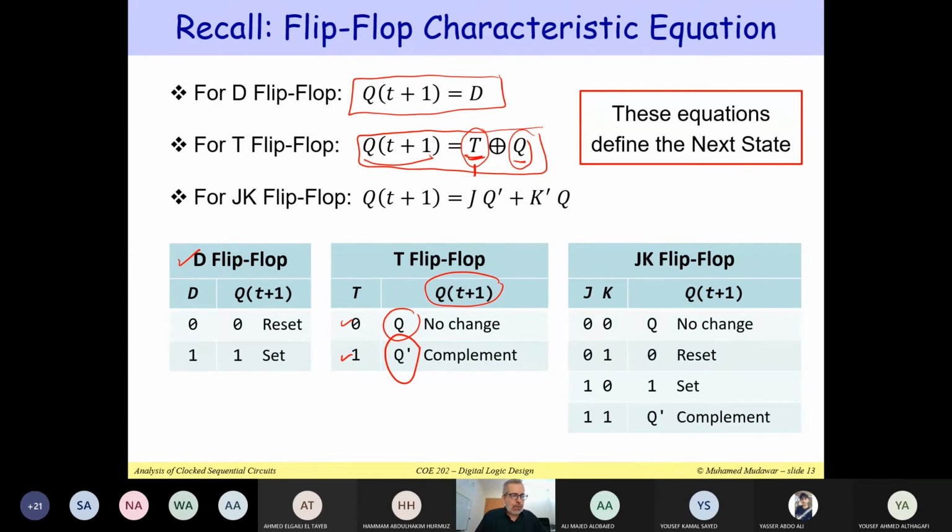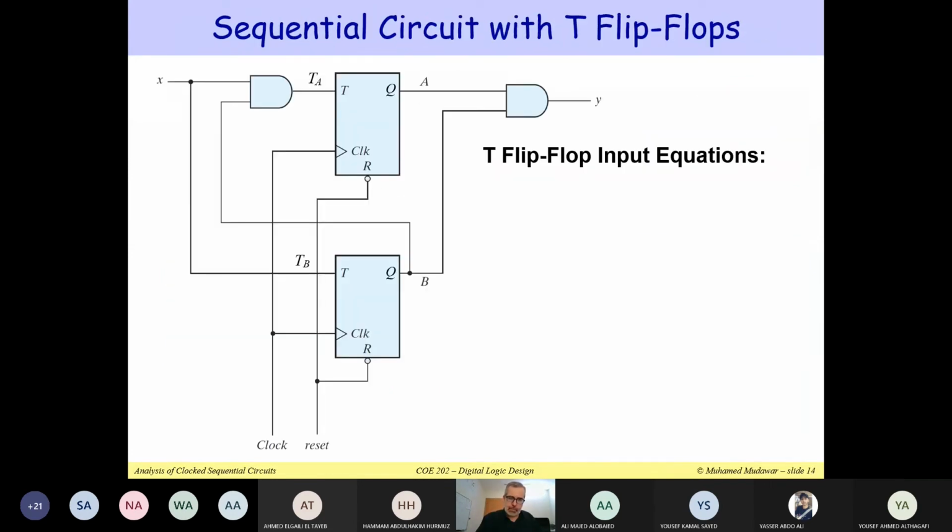We also have the JK flip-flop, but I'm not going to spend time on it. This is even more complex. It has a more complex equation as shown here. Already we have seen it in a previous lecture. So the focus now will be on the T flip-flop. So we're going to focus on this characteristic equation. We need it for the analysis of the sequential circuit when we have T flip-flops.